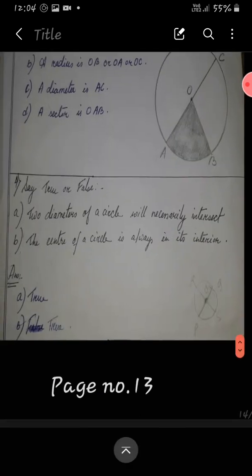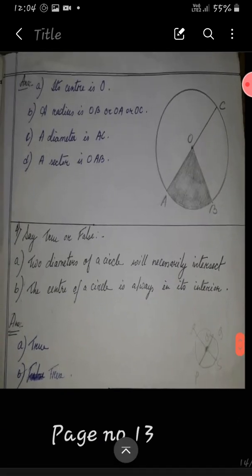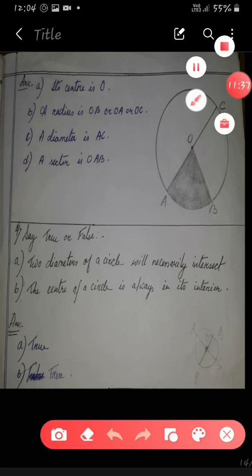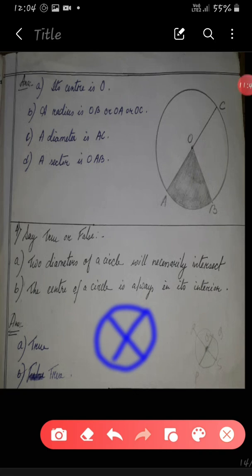Now let's move to question number 4. Say true or false: 2 diameters of a circle will necessarily intersect. Suppose, I have drawn a small figure here. Can you see? This is a circle. This is 1 diameter and this is 1 diameter. Obviously they are meeting or not. They will intersect. So the first is true.